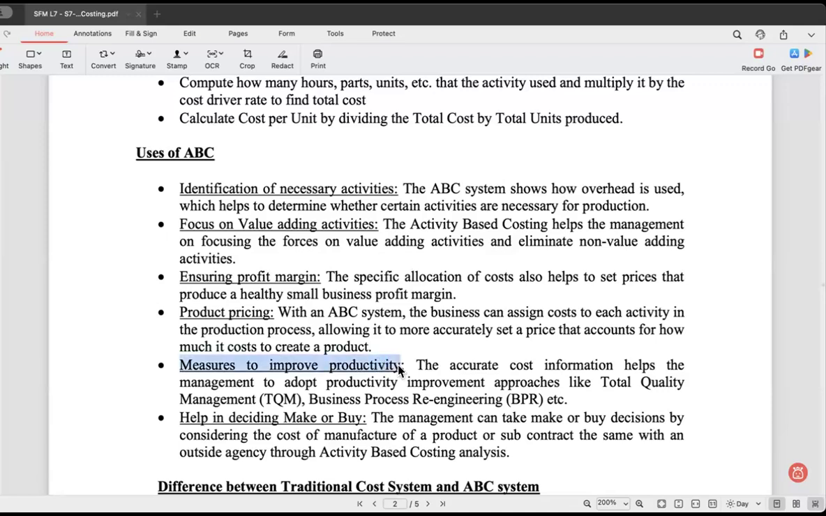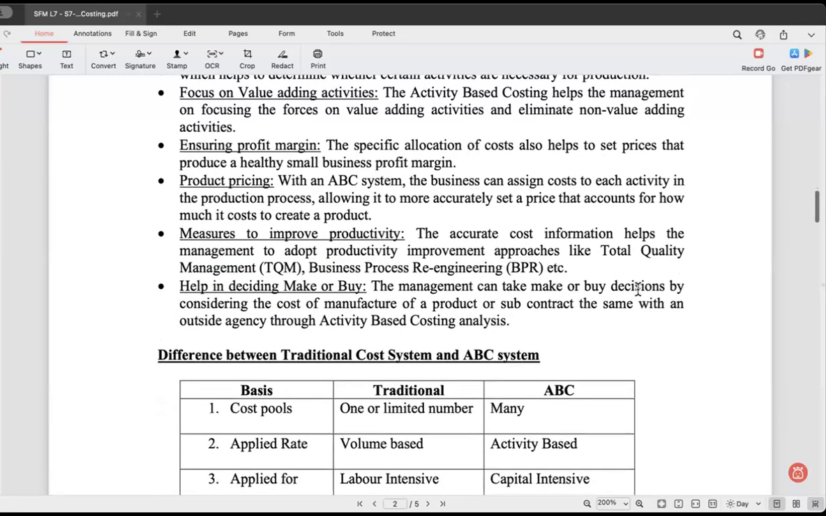Next, measures to improve productivity. The accurate cost information helps the management to adopt productivity improvement approaches like TQM, business process reengineering, etc. So what does this mean? With a detailed cost breakdown, ABC helps businesses to identify where efficiency can be improved. For example, ABC data supports programs like total quality management, which improve quality in all processes.